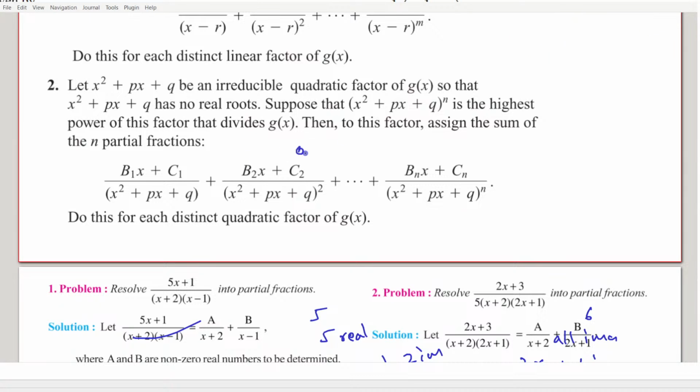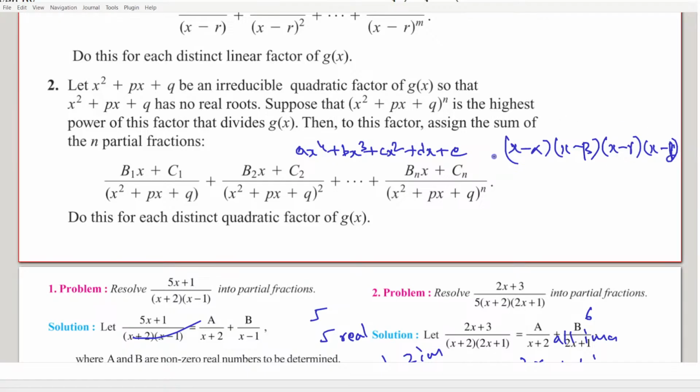For example, we have something like ax power 4 plus bx cube plus cx square plus dx plus e. If all 4 roots are real, then we'll get something like x minus alpha into x minus beta, and so on, if all 4 roots are different.